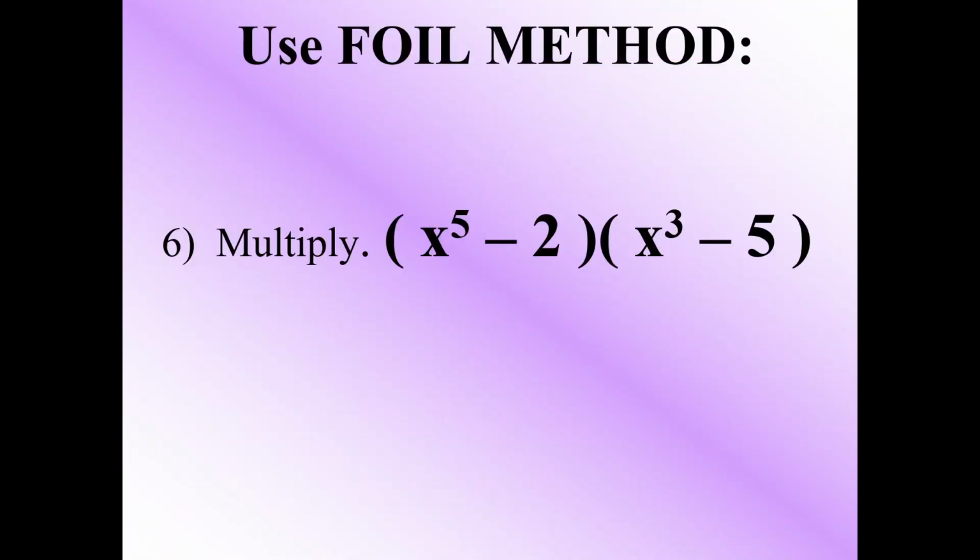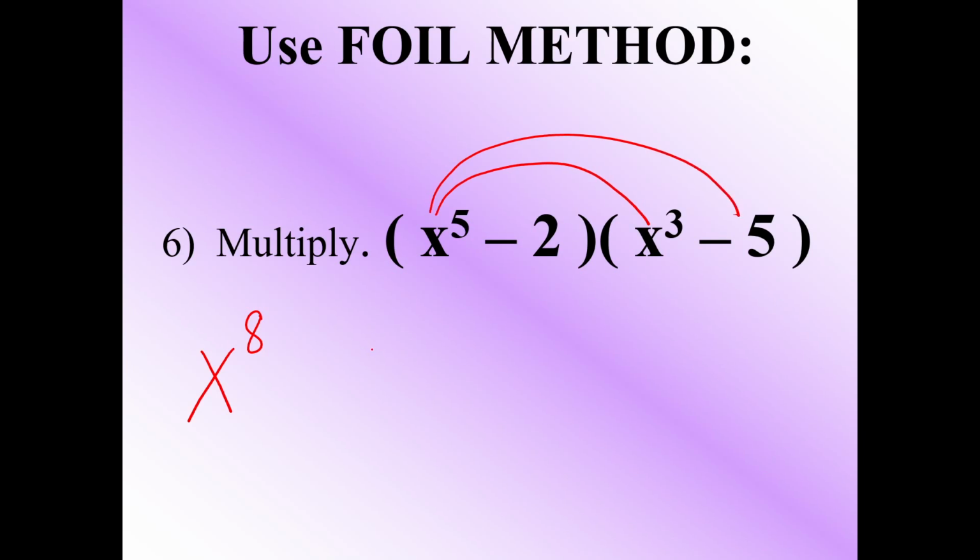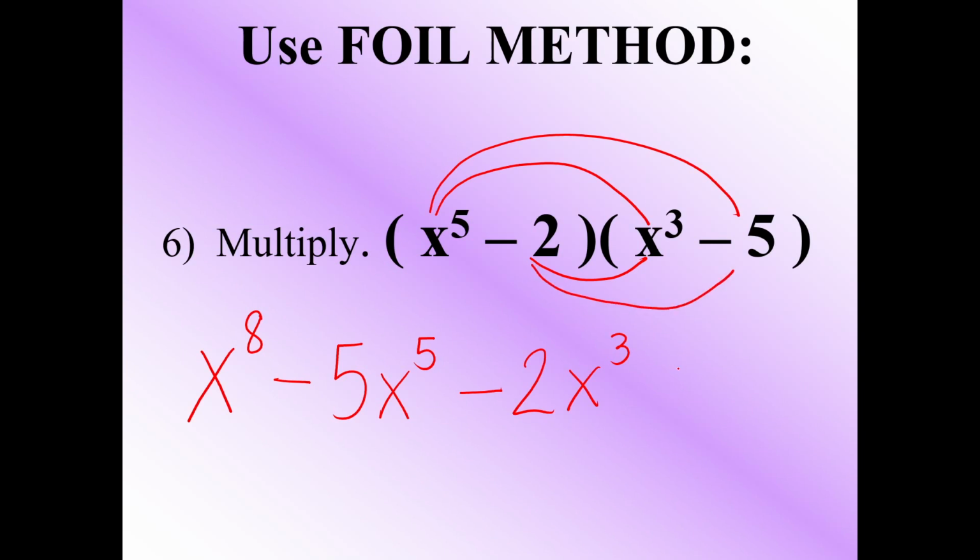Now, let's have the last example. Multiply. What is the exponent? Raised to 8. Very good. Next, negative 5x raised to 5. Next, negative 2x cubed. Next, positive 10. Now, a question: can we combine any of these? No, sir. It's already our final answer, because the exponents 5 and 3 are not the same. So, we cannot combine them. Okay?